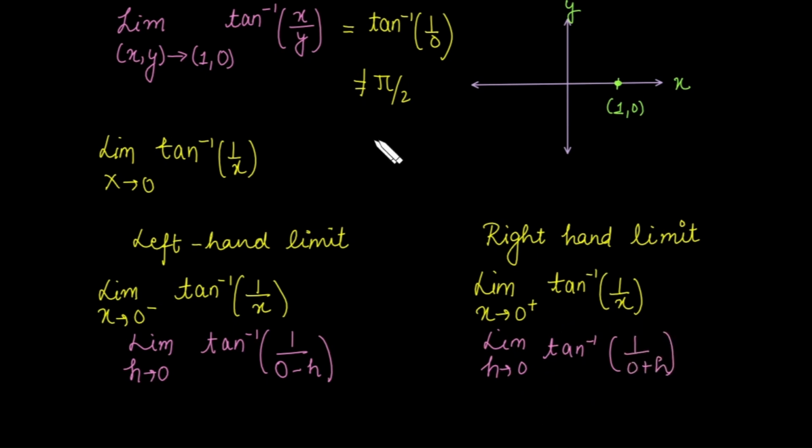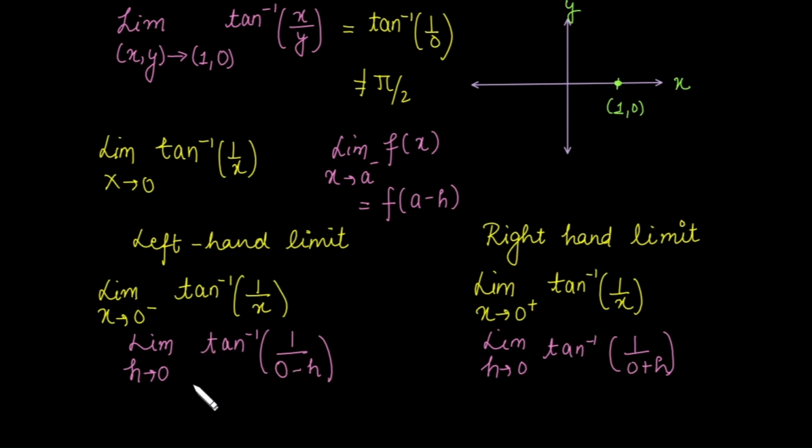How are we writing this? When we need the limit as x approaches a of a function from the left side, we write the function at a minus h. In the case of the right side, we write a plus h. The same procedure we have followed in this case. As x approaches 0 from the negative side, we write this one. As x approaches 0 from the positive side, we get this form.